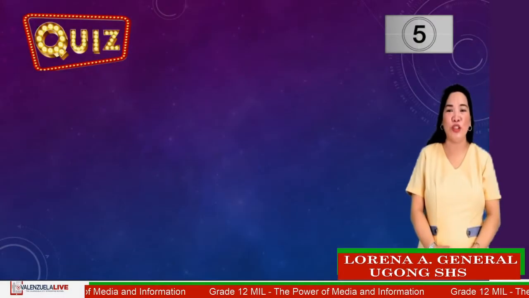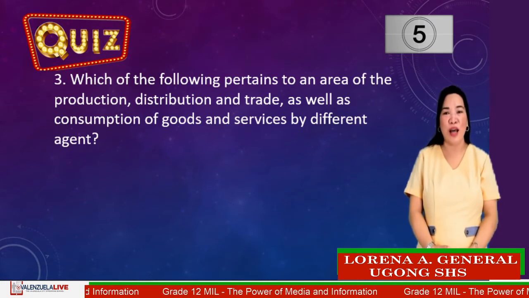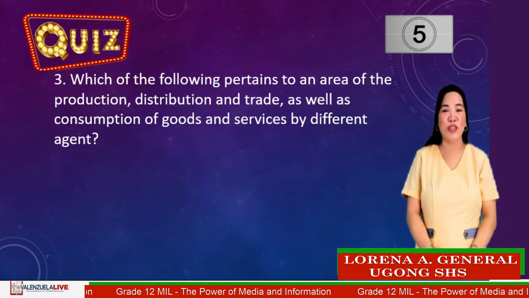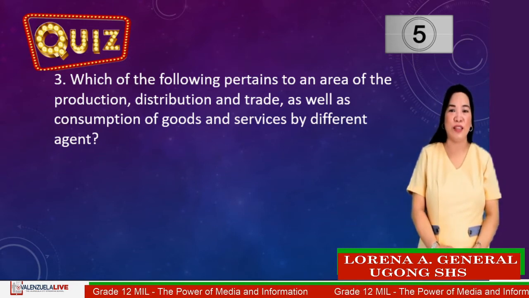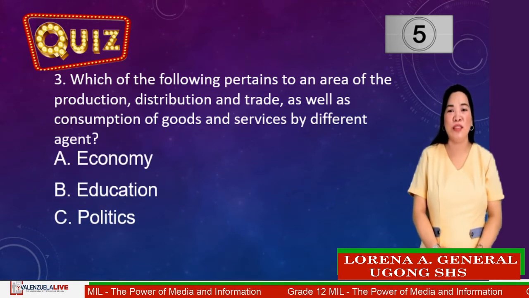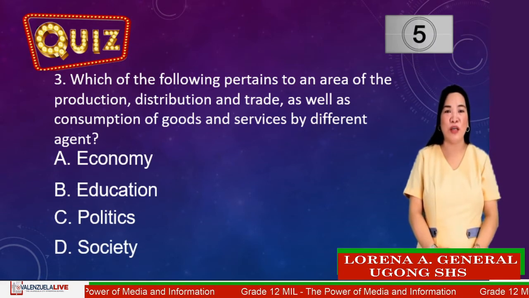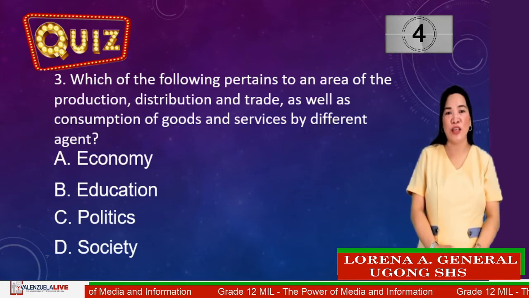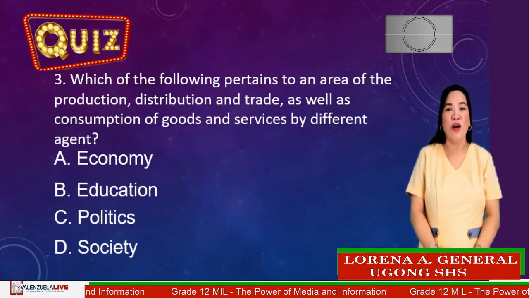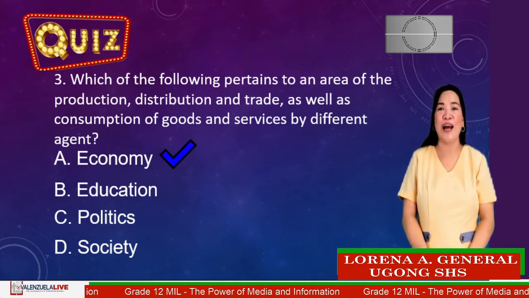Okay, next, question number 3. Which of the following pertains to an area of the production, distribution, and trade, as well as consumption of goods and services by different agents? Is it A, economy, B, education, C, politics, or D, society? You have 5 seconds to answer. Write down your answer in our comment box. Okay, if you typed letter A, economy, you got a point.